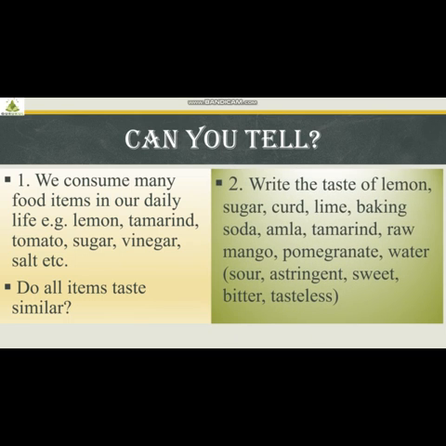Now write the taste of lemon, sugar, curd, lime, baking soda, amla, tamarind, raw mango, pomegranate, water. Take all these food items and categorize them into sour, astringent, sweet, bitter, and tasteless. A small activity for you. You have to bifurcate them according to their taste.